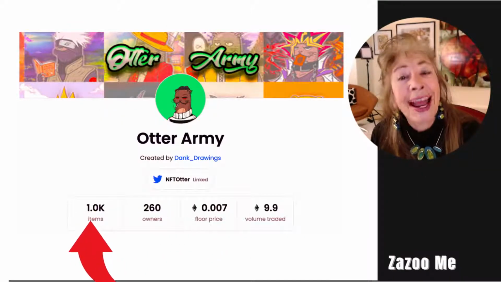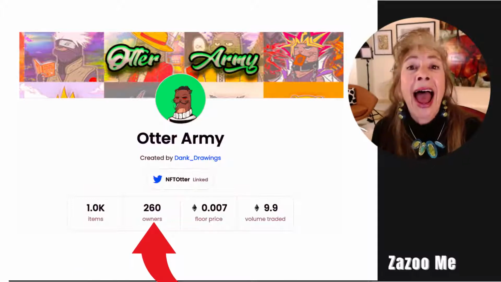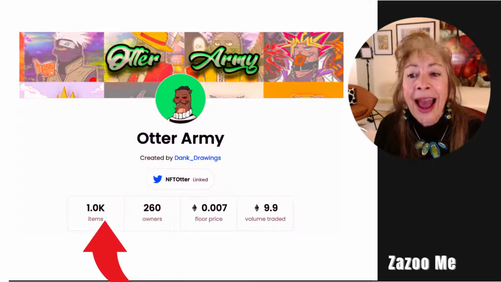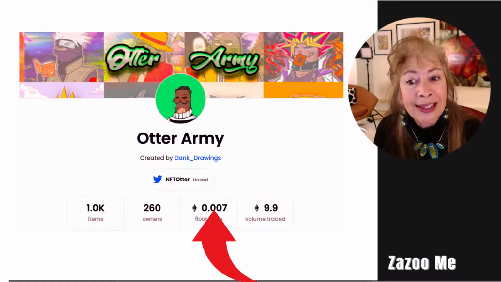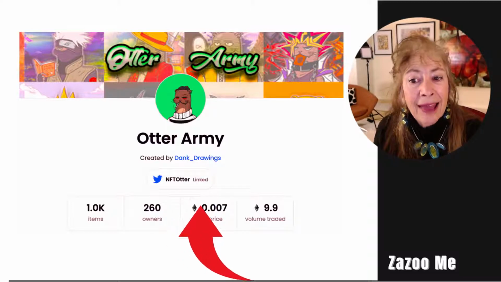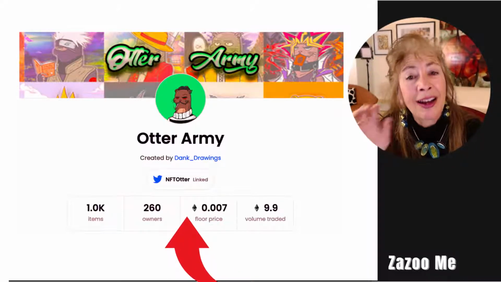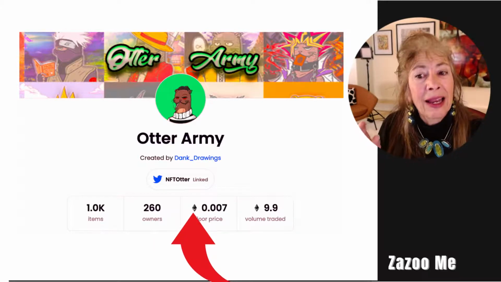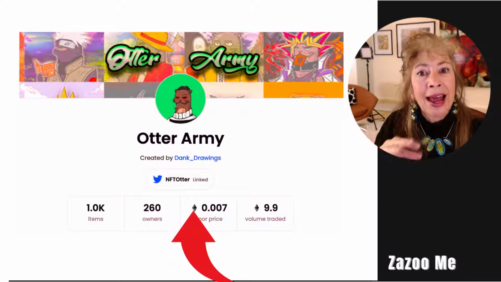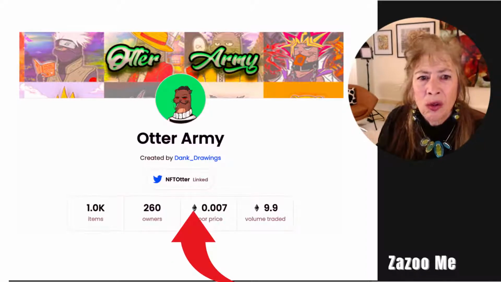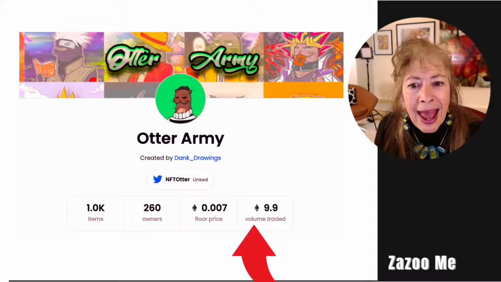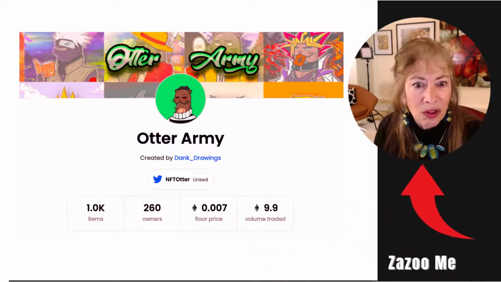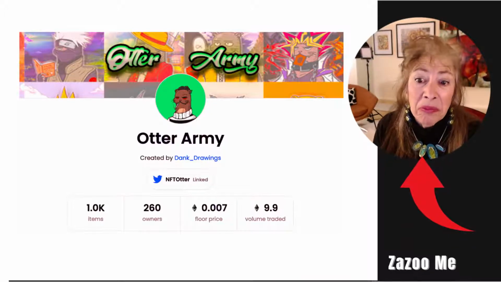You can also see how many items there are. There's 1,000. How many people have actually purchased them? 260 out of 1,000. The floor price is 0.007, and this little symbol right here tells you the kind of currency it is. When it's black instead of blue, it's Ethereum that has been changed somehow, and I think this is called WETH, wrapped Ethereum. Then how much volume has been traded? 9.9 WETH of this has been traded. So actually a pretty good amount.